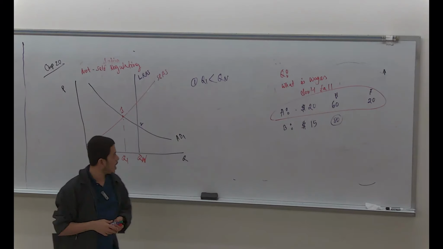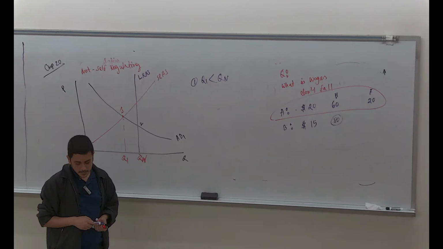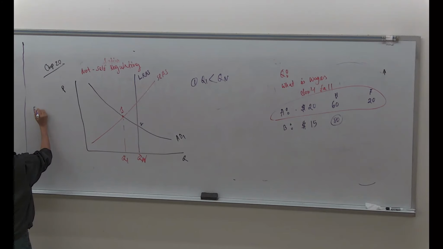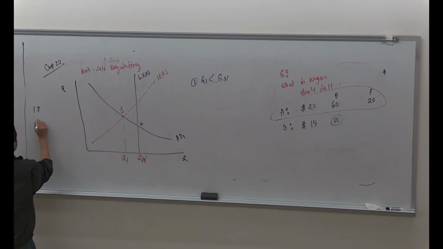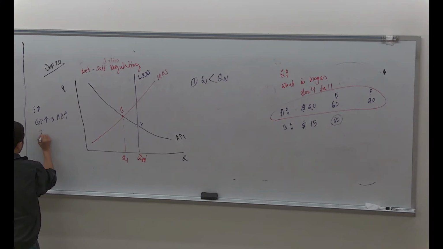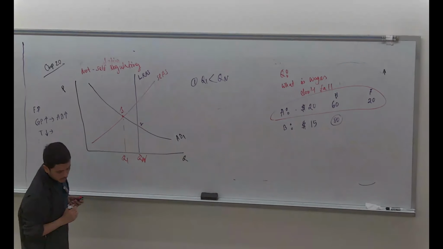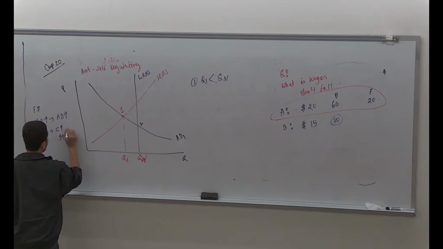How can the government help? The government can increase aggregate demand. How can the government increase aggregate demand? We already learned using fiscal policy. With fiscal policy, the government can increase government purchases, a direct effect, and AD will shift, or maybe indirectly reduce the taxes. When they reduce the taxes, we know that consumption will go up, investment will go up, and the AD shifts.